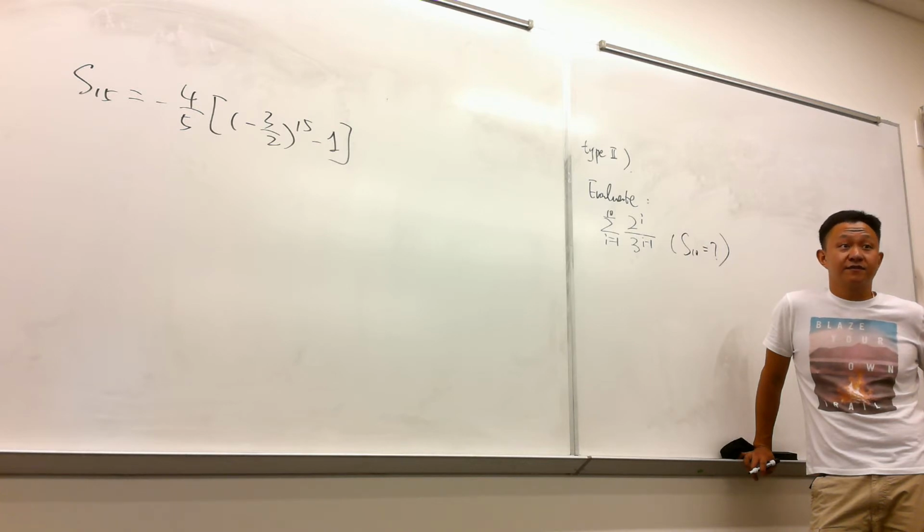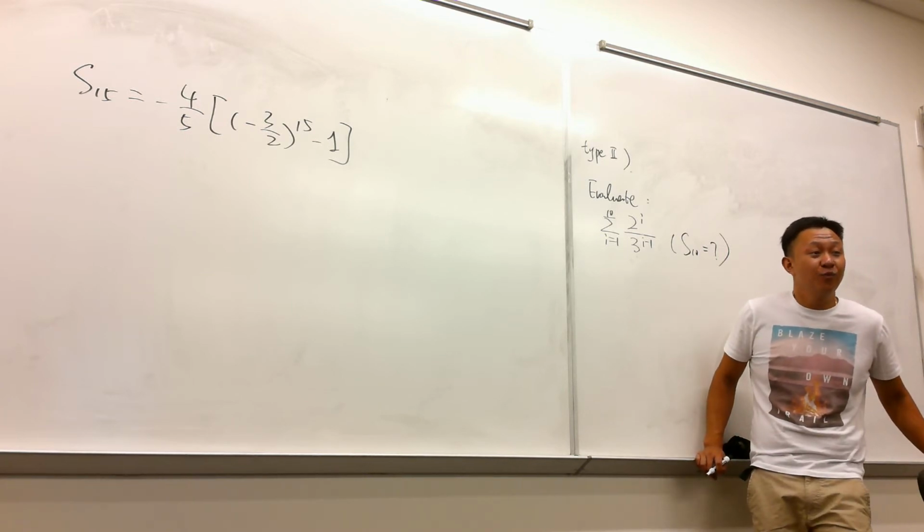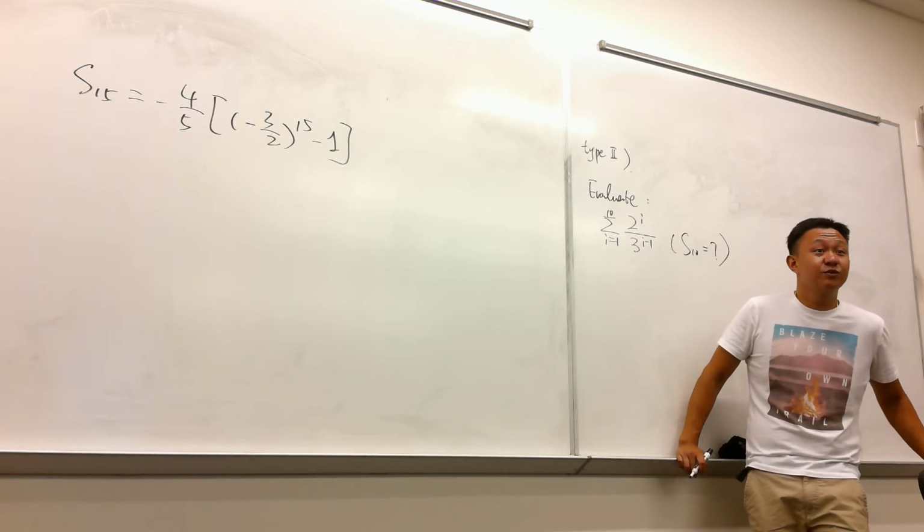How are you going to find the first term? Very simple. You just need to substitute i equals 1 in this general form. That's it, guys. Don't overthink, okay?